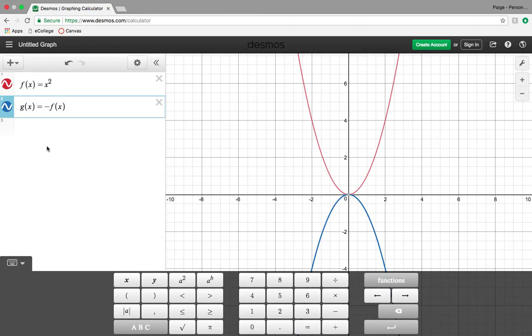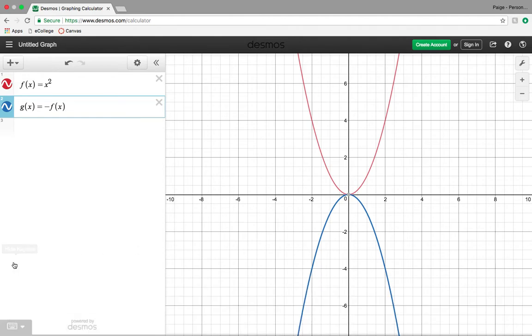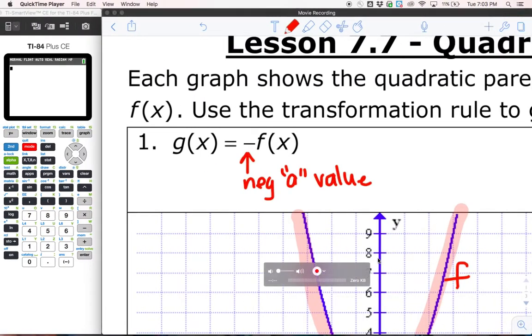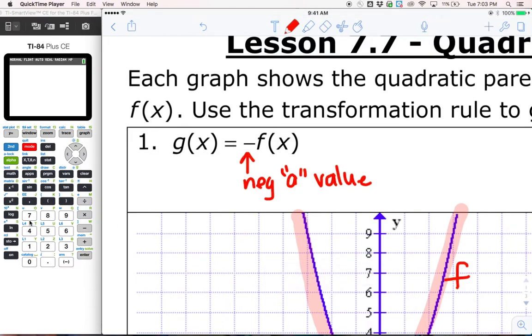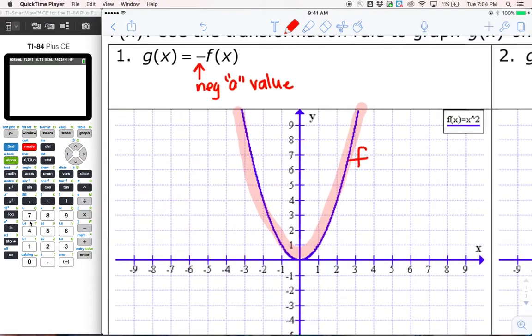Now your calculator does not do this, or at least I haven't shown you how to do this in your calculator yet. So just look at this one to follow along. Take a look at what's happening. My original graph is this U shape. My new graph looks identical, it just looks flipped over. And that's exactly what it does when we make the a value negative.